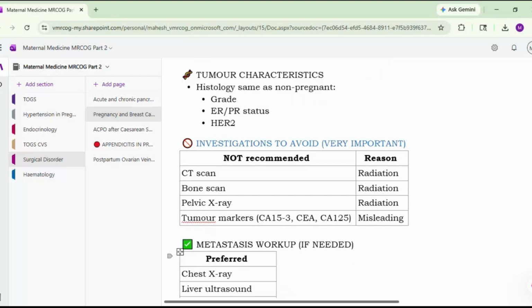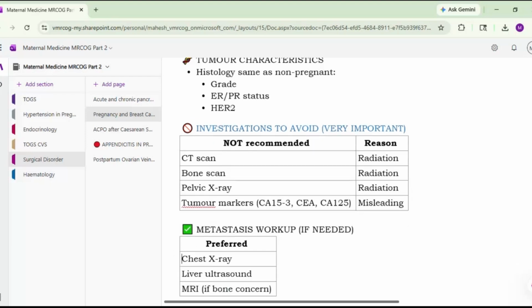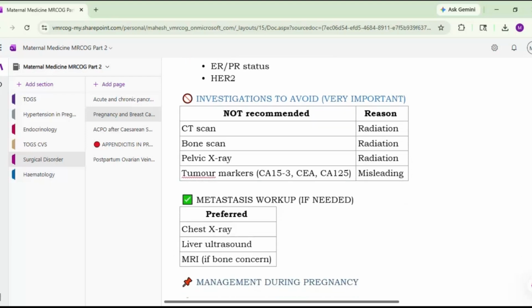Okay, then for metastasis, what is the workup? Preferred will be the X-ray chest, liver ultrasound can be performed, and MRI. If there is a bone concern, then go for MRI.